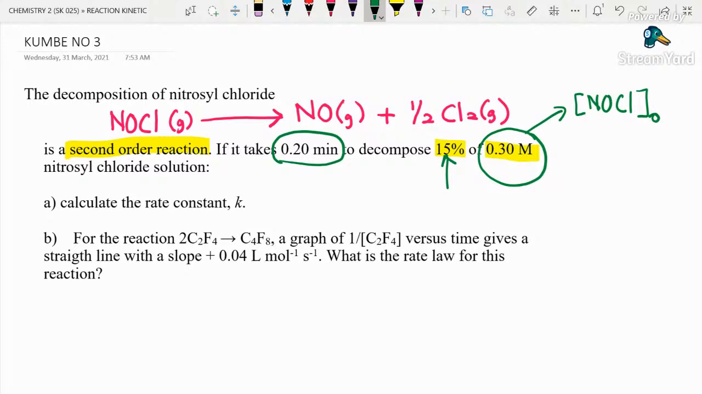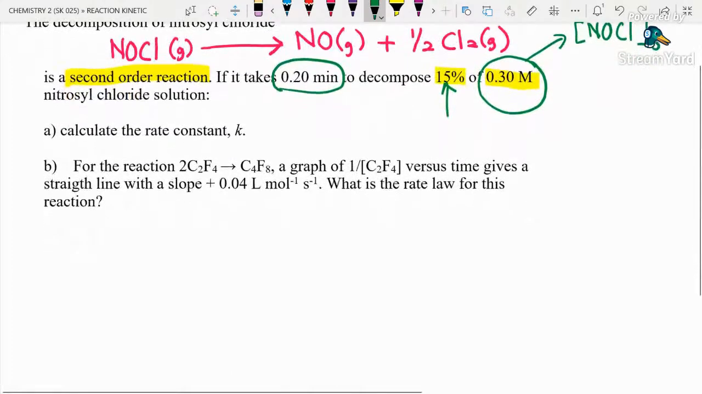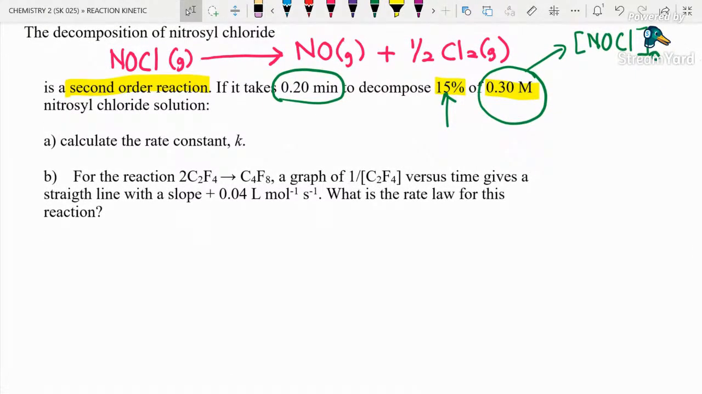Maknanya, after 0.2 minutes, how many percent left? To identify the concentration at 0.2 minutes. Is that 15% left or we have another 75% left? How many percent? So you need to identify, you need to understand about this. 85 or 75, right? Yes.